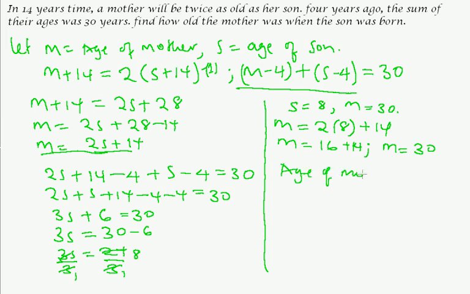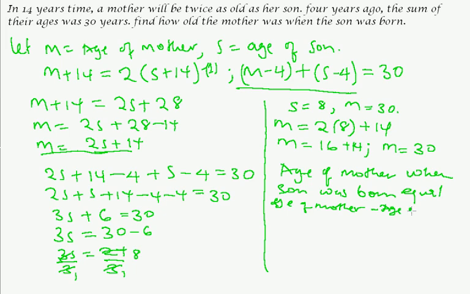So age of mother when son was born equals age of mother minus age of son, which is 30 minus 8, which is 22 years, which is not a bad age for a woman to get a son. Let's hope he was not her 10th.